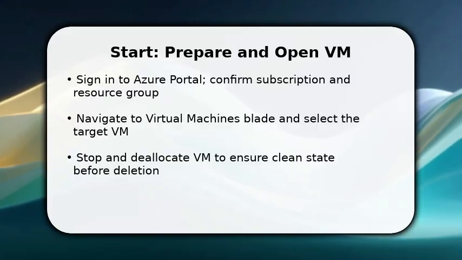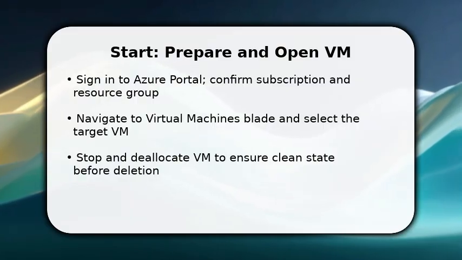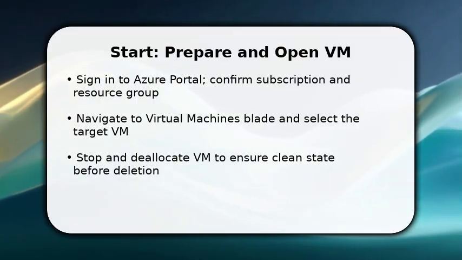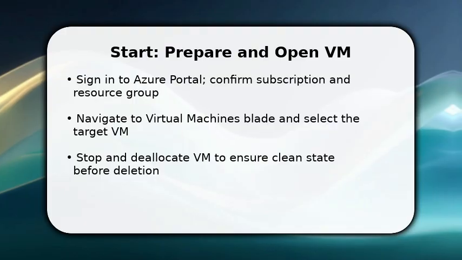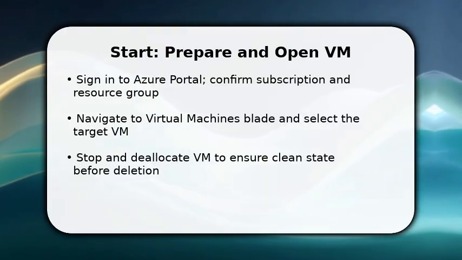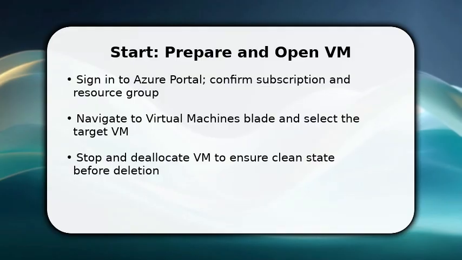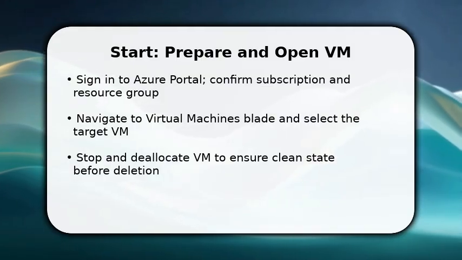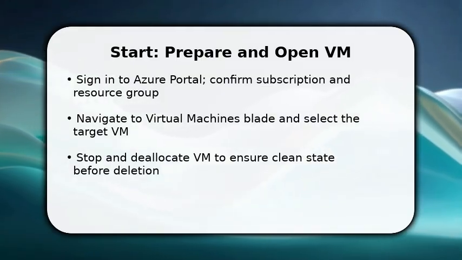You signed in and verified the right subscription. Now act. Open the virtual machine's blade and pick the VM you want removed. Once selected, stop the VM and wait until it shows deallocated. This prevents I/O issues and ensures disks are consistent.